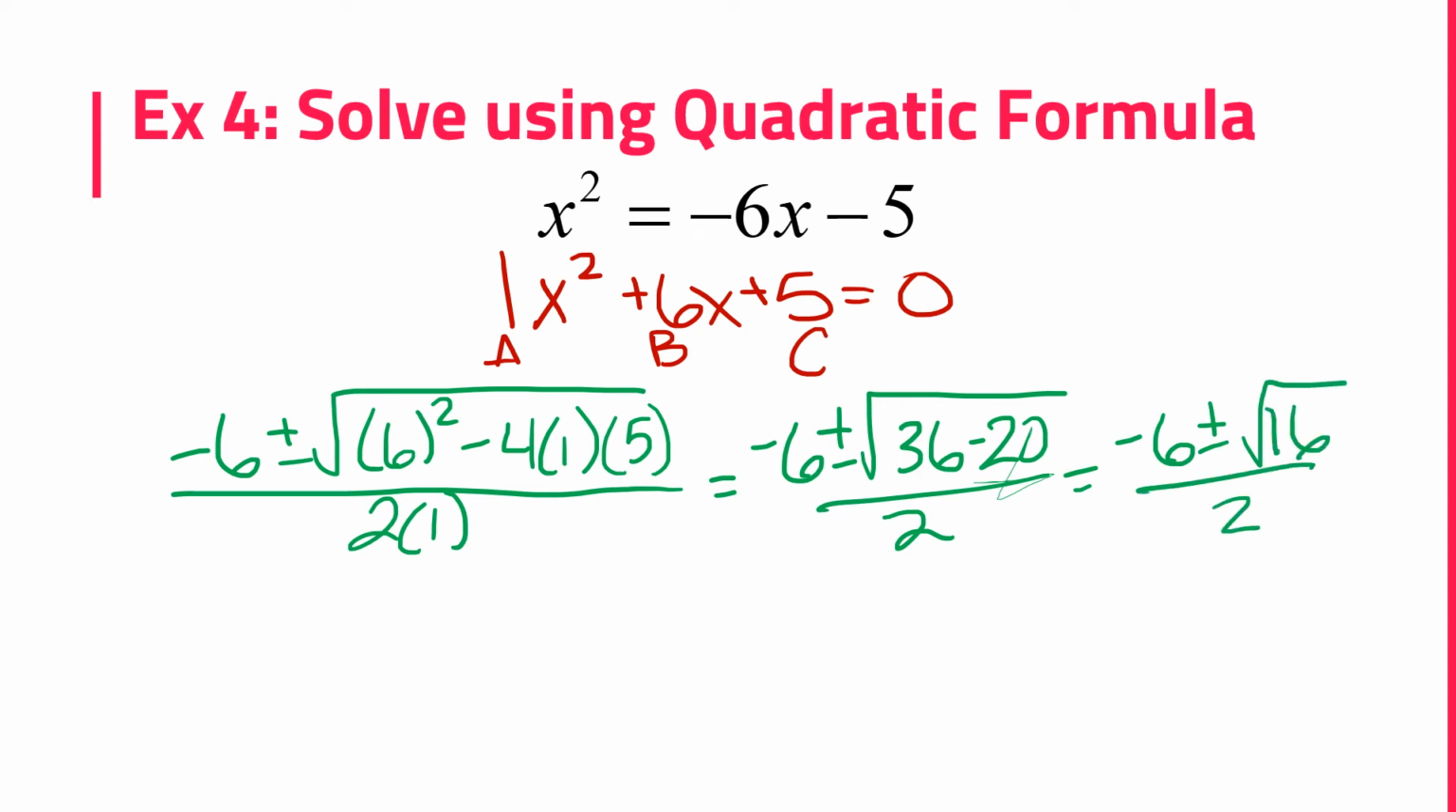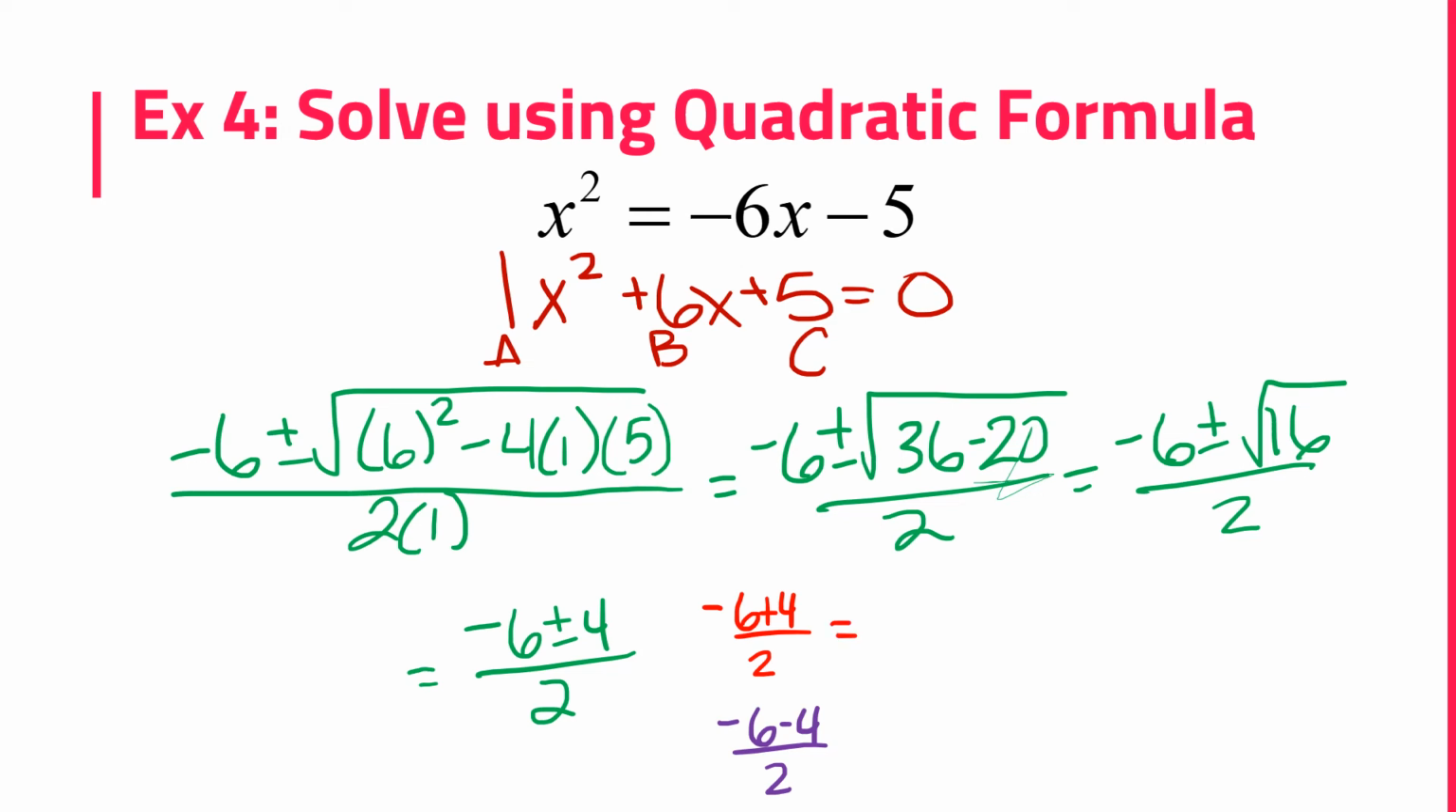Let's keep going. The square root of 16 is 4. Now, we've had a little bit of trouble with this in the past, so make sure you are reading this. This is 2 separate problems, okay? We got to think of it as negative 6 plus 4 over 2. And we have to think of it as negative 6 minus 4 over 2. See how I wrote that separate? Maybe you write it separate if it helps you think through.